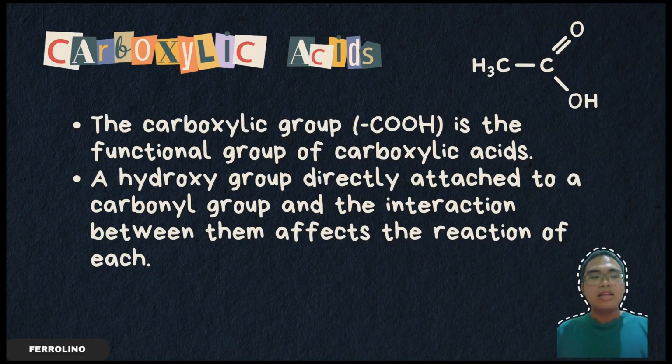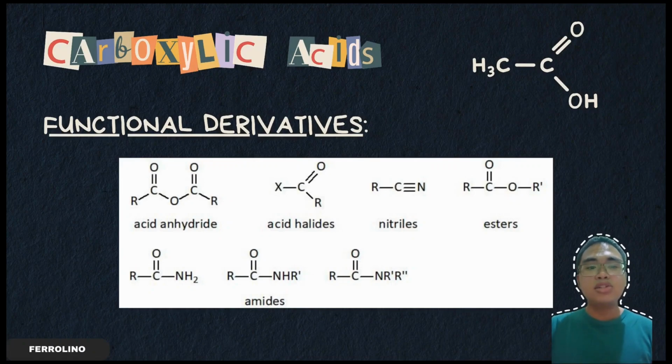And as a result, the properties of the hydroxyl group in the carboxylic acids differ significantly from those in alcohols or phenols, and the properties of the carbonyl group differ from those in aldehydes or ketones. A hydroxyl group is directly attached to a carbonyl group, and the interaction between them affects the reaction of each. Thus, the polarity of the OH bond is greatly increased, and the tendency to release a proton, or acidity, is higher than alcohols or even phenols.